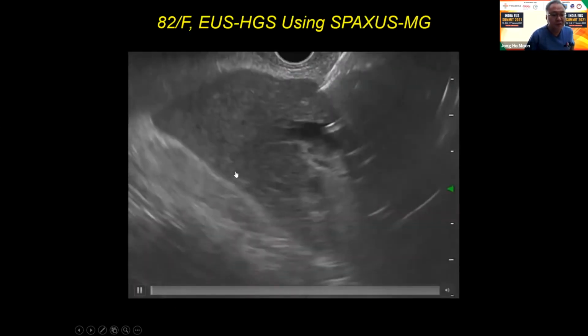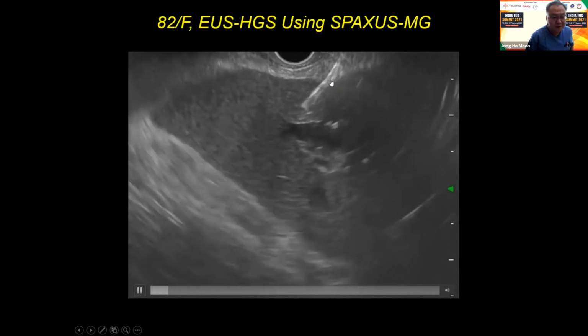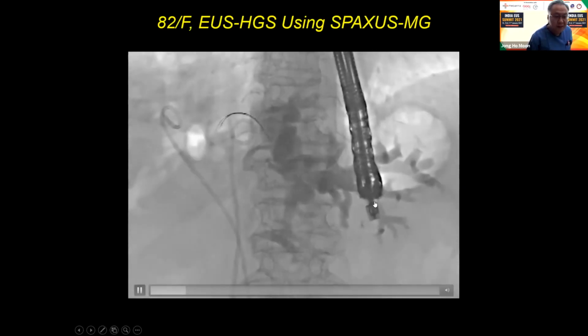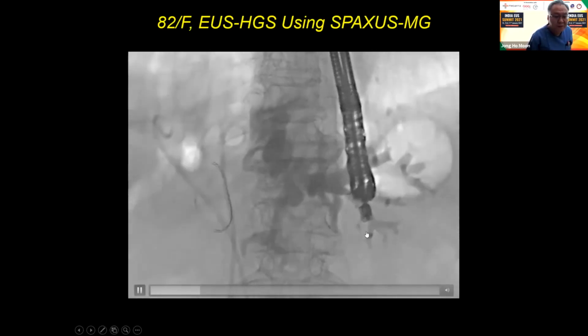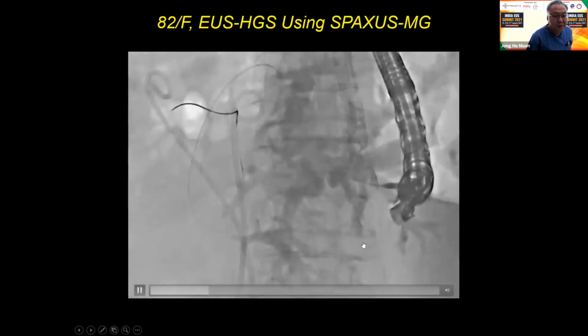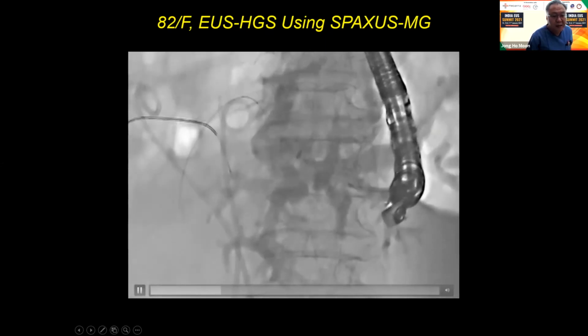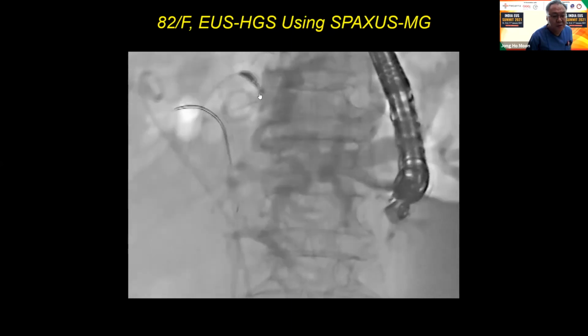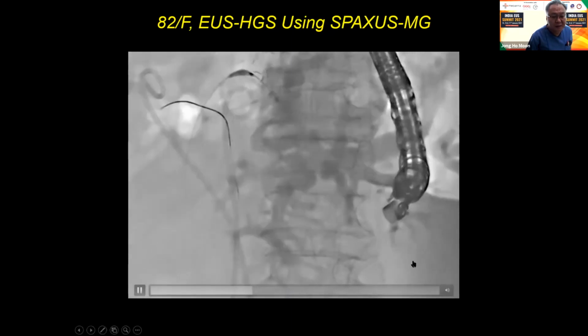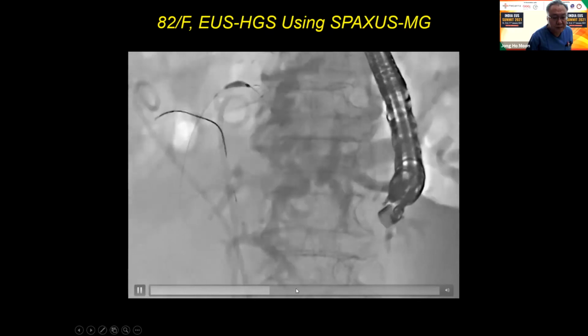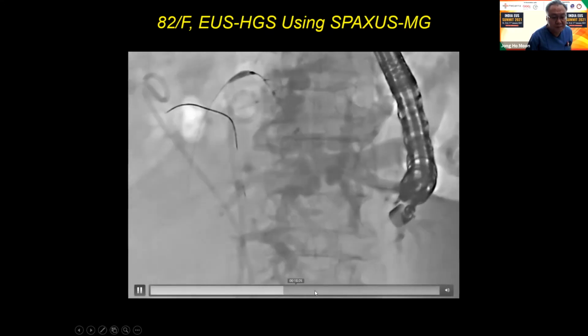Now let me show just a case. After puncturing of the dilated B3 and then direct dilatation, the newly developed EUS HG stent is introduced inside the bile duct and then deployed slowly.